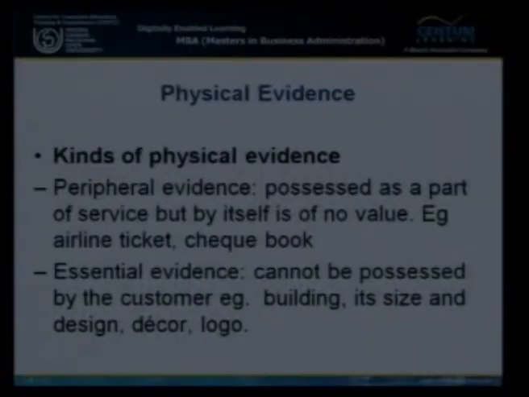Physical evidence is the next P when we talk about service marketing. Kinds of physical evidence, we have got peripheral evidence and essential evidence. Peripheral evidence talks about things possessed as a part of service but by itself is of no value. For example, airline ticket or checkbook. If you have that ticket, it doesn't make any sense for you till the time you go and travel in an airplane. So that kind of evidence is known as peripheral evidence, and essential evidence is the airplane.